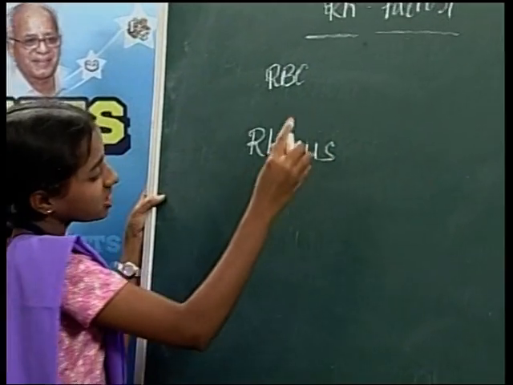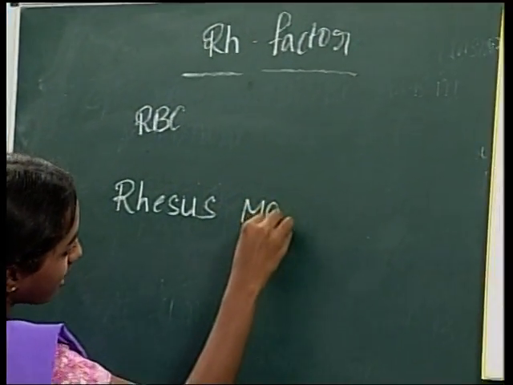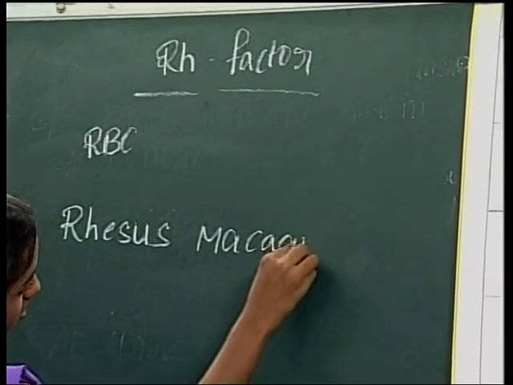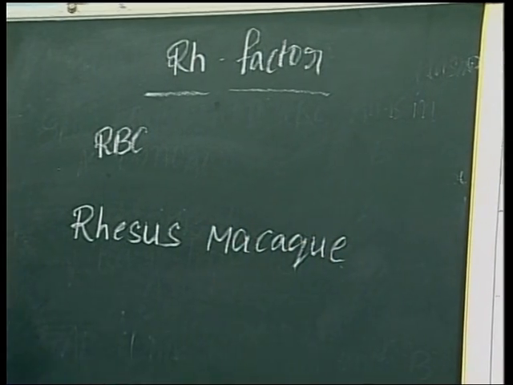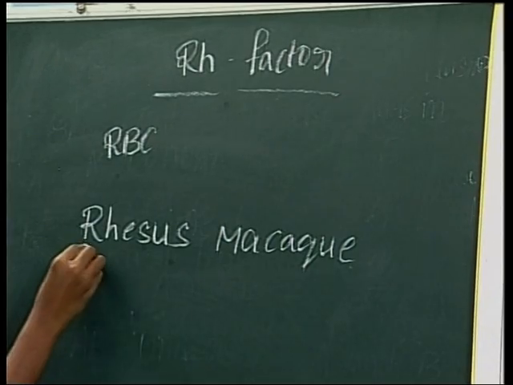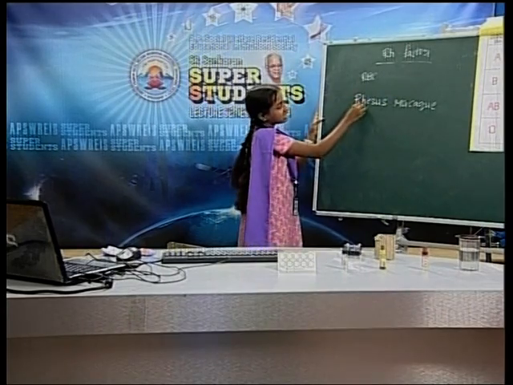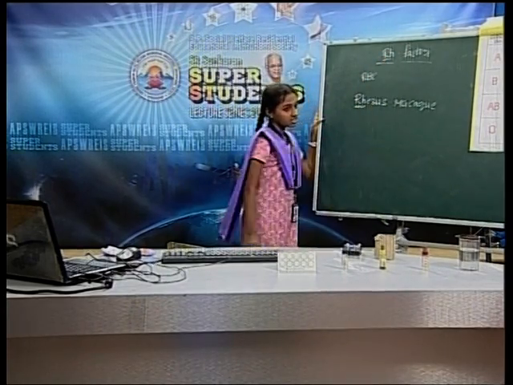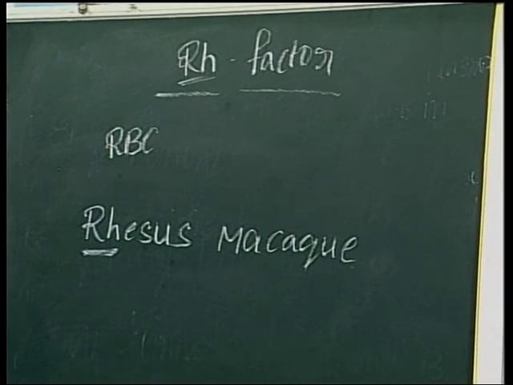What is the name of that monkey, friends? Yeah, rhesus macaque, which it was first discovered in the blood of this monkey. That's why they are taking these first two letters to this name, RH. Now you can understand easily.